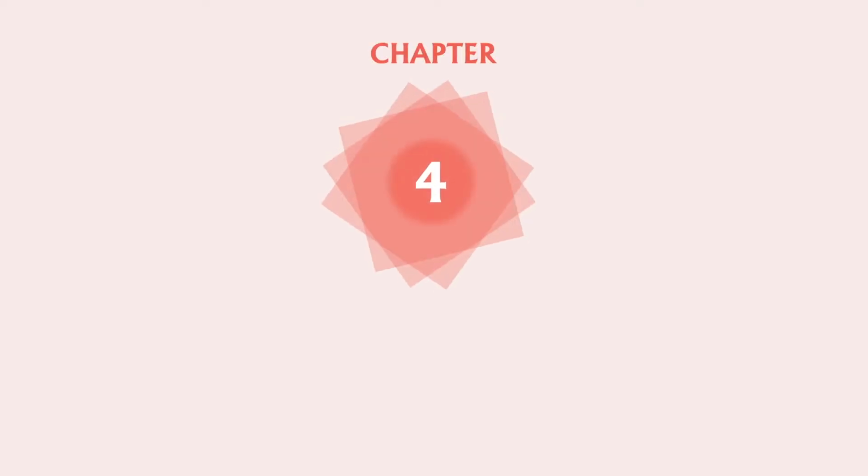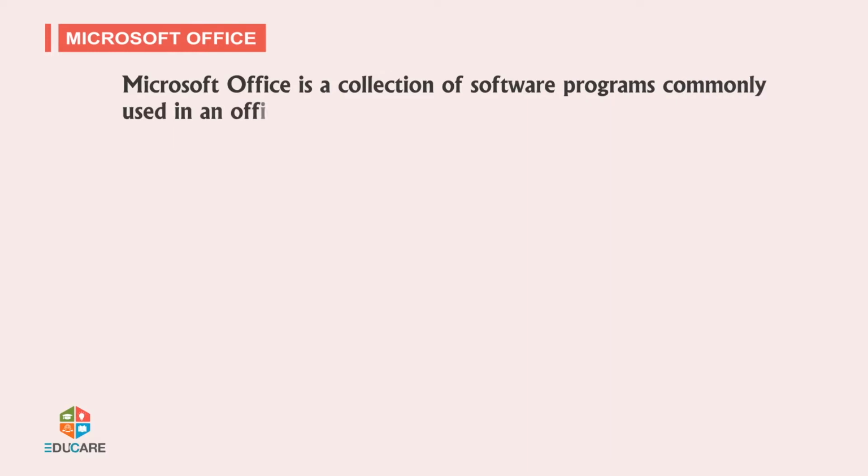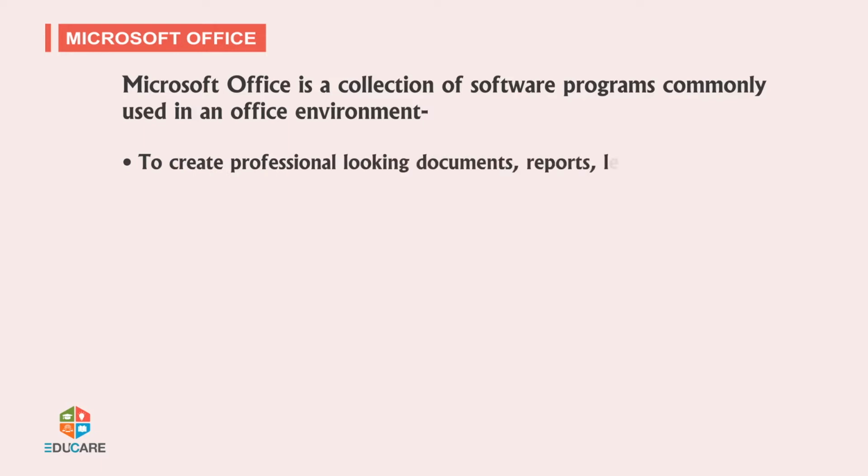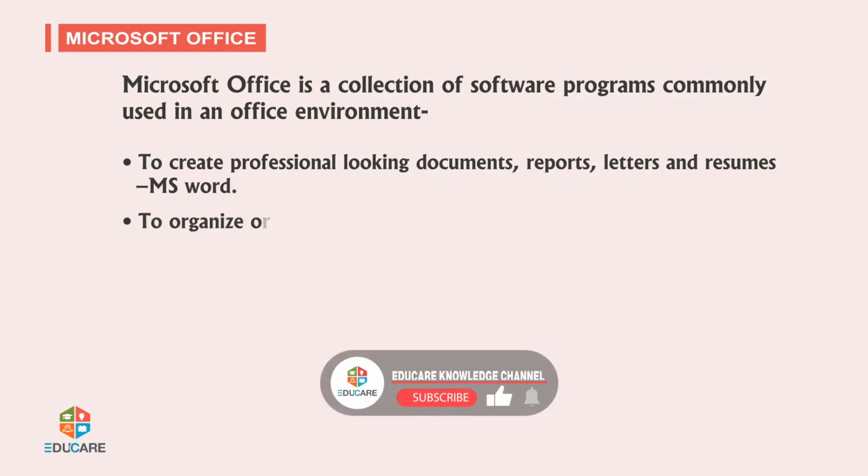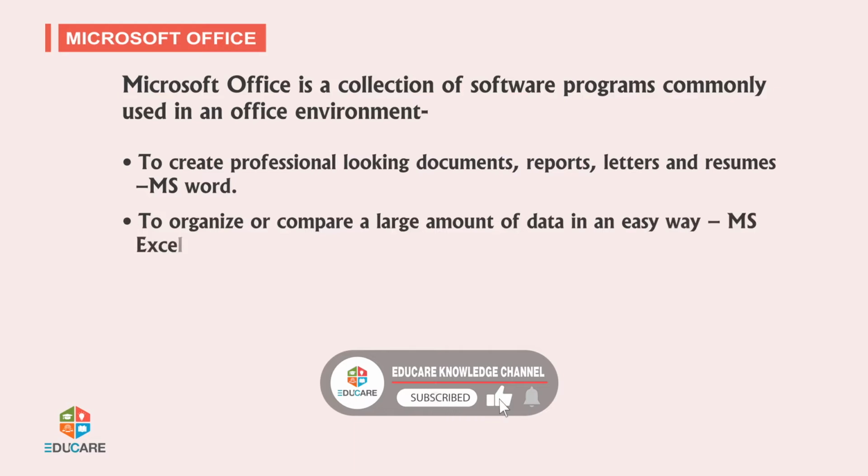Chapter 4 Microsoft Office. Microsoft Office is a collection of software programs commonly used in an office environment. To create professional-looking documents, reports, letters, and resumes, MS Word. To organize or compare a large amount of data in an easy way, MS Excel.